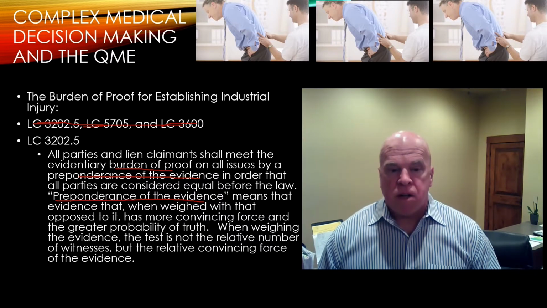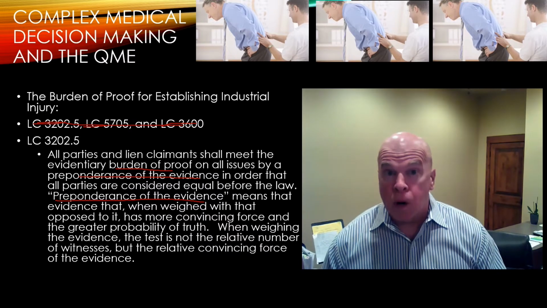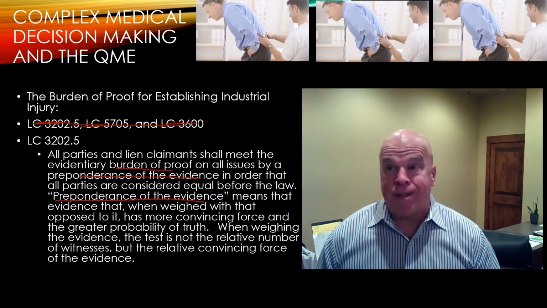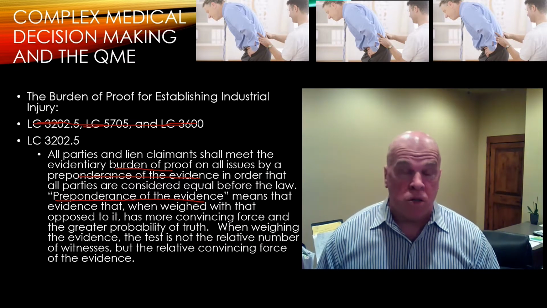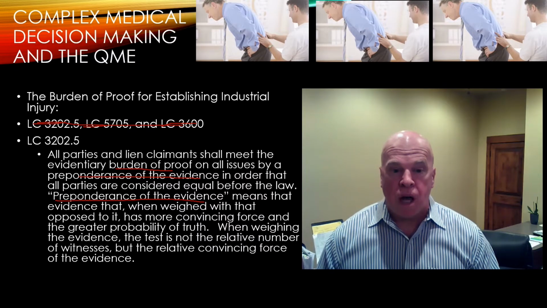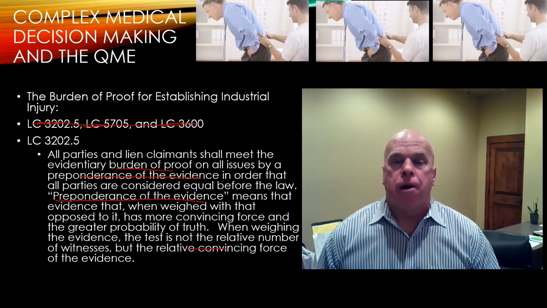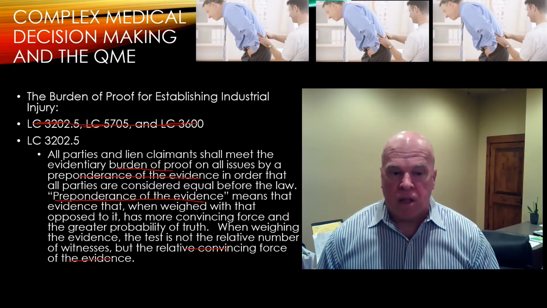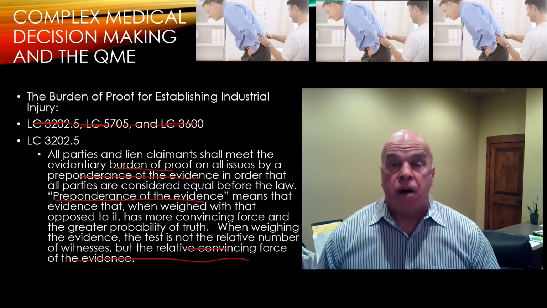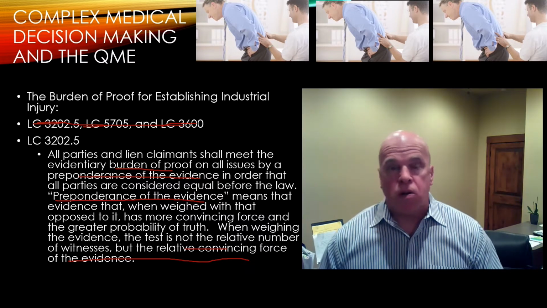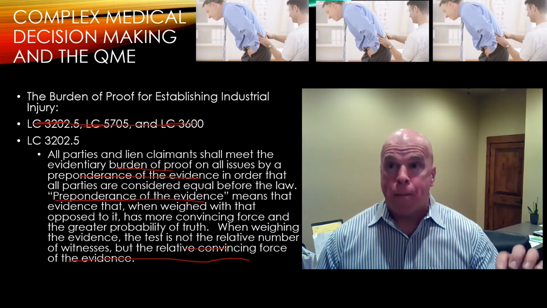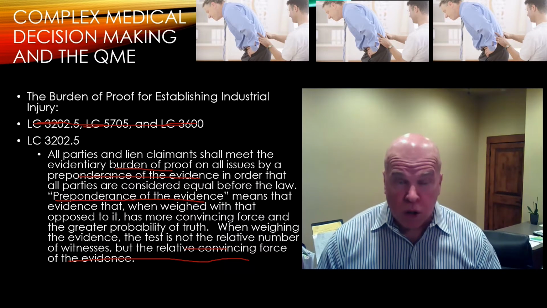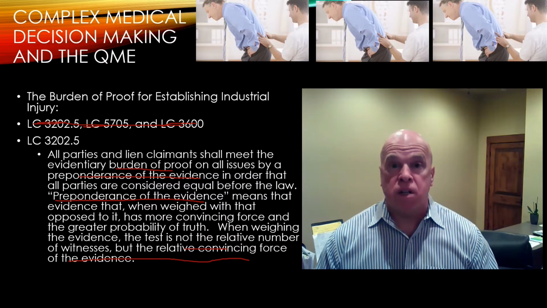When weighing the evidence, the test is not the relative number of pieces of evidence or the relative number of witnesses or documents, forms, claim forms, incident reports, witness statements. It's not based on the number of pieces of proof, but on the relative convincing force of the evidence. So the claims administrator looks at the evidence that's presented by the party forwarding the issue, the injured employee forwarding the issue of an industrial injury.